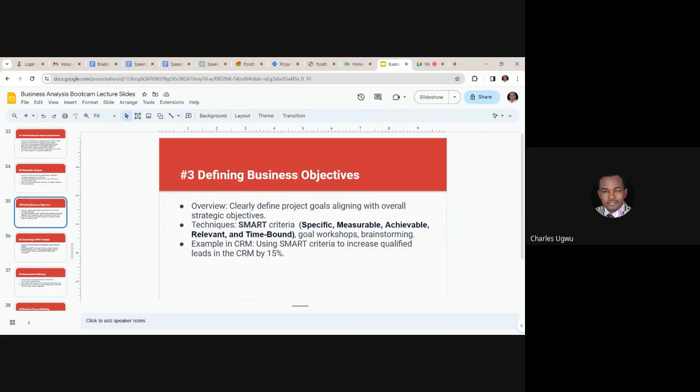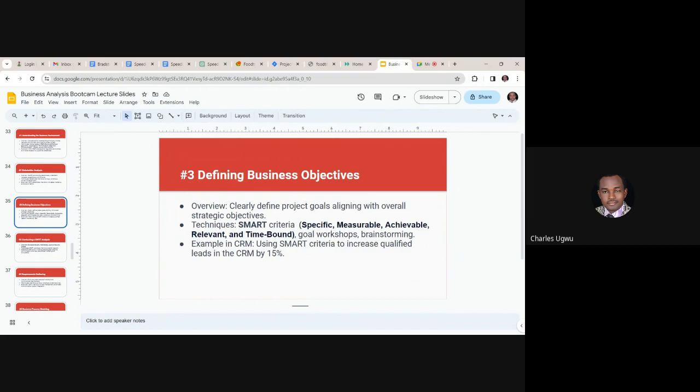Another way to gather business objective is through goal workshop, brainstorming. These are various, there are so many others, but these are the key ones you can use. When you talk about specific, every objective or every requirement must be very specific. It must be measurable. You must have a way to measure the output, and it must be achievable.